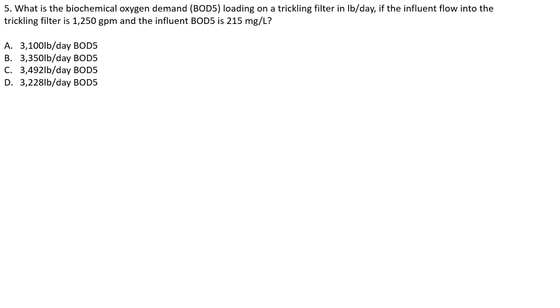Question 5. What is the biochemical oxygen demand loading on a trickling filter in pounds per day if the influent flow into the trickling filter is 1,250 gallons per minute and the influent BOD5 is 215 milligrams per liter? A. 3,100 pounds per day of BOD. B. 3,350 pounds per day BOD. C. 3,492 pounds per day BOD. Or D. 3,228 pounds per day of BOD.